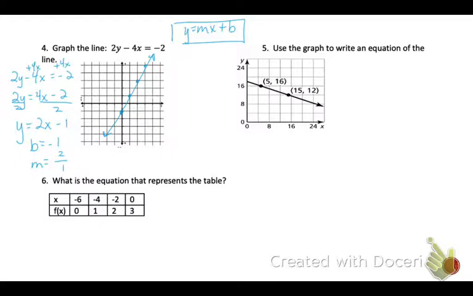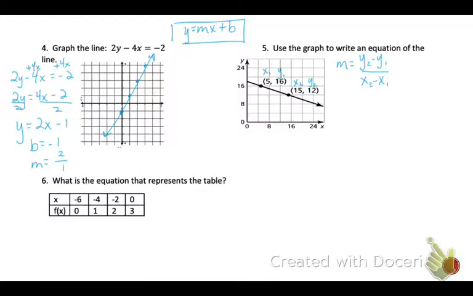Number 5. Now we have to find the slope and the b value ourselves. So we have 2 points. We're going to call the first one that we see on the left x1, y1. So I'm just going to label it. And the second one is point 2, x2, y2. Now the formula for a slope is the difference in our y's, y2 minus y1 over the difference in our x's.